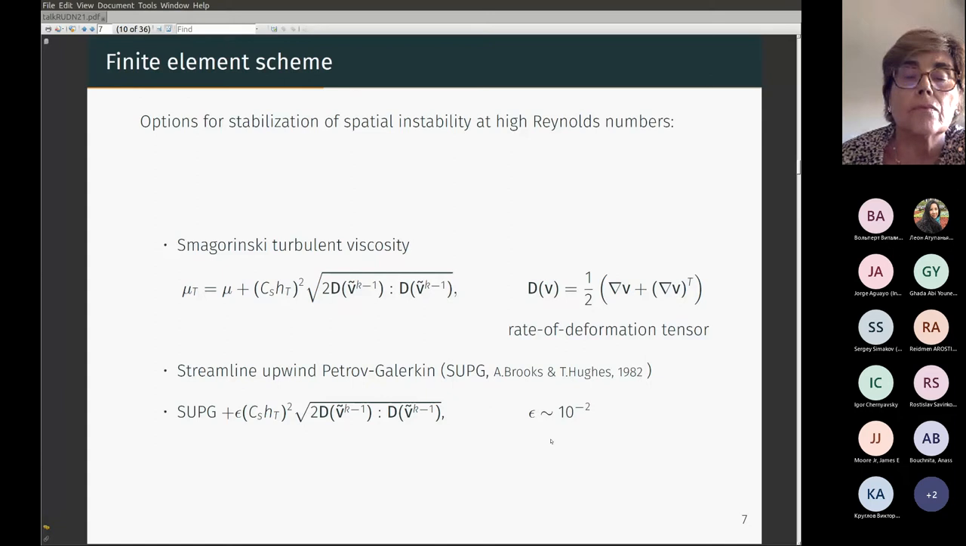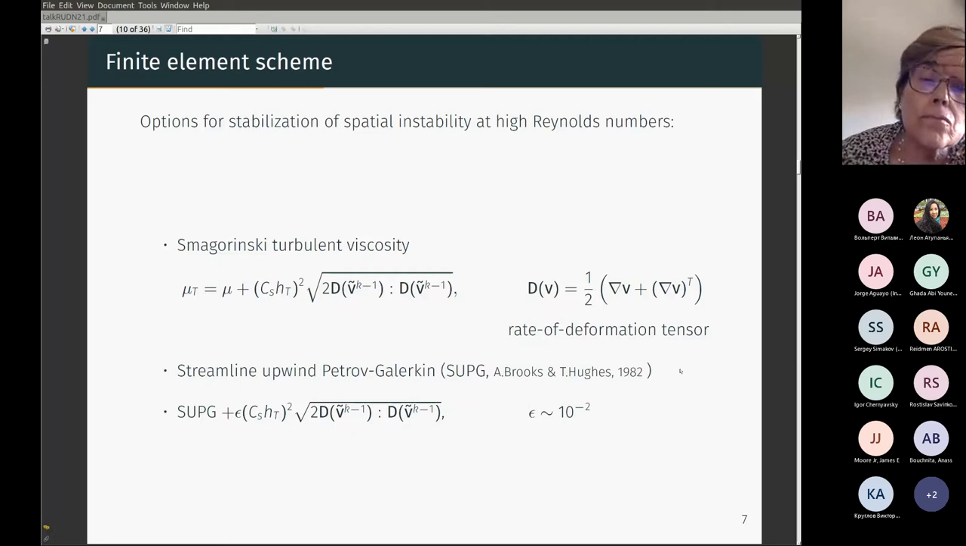We consider three types of convective stabilization. The first type is very simple. It is a stabilization by adding Smagorinsky turbulent viscosity. Basically, we modify the viscosity, blood viscosity, by an extra term, which of course is mesh dependent, otherwise we would not have mesh convergence, at each tetrahedral cell. This extra viscosity depends on the rate of deformation tensor, which is taken from the previous time step. So we add extra viscosity.